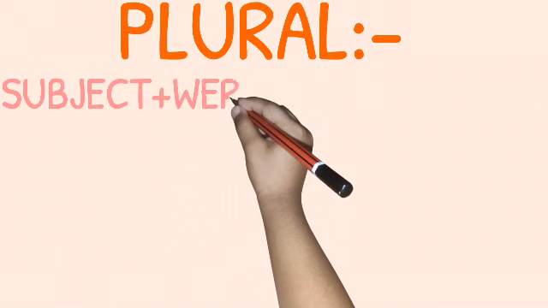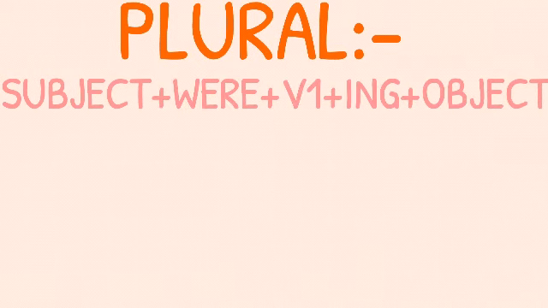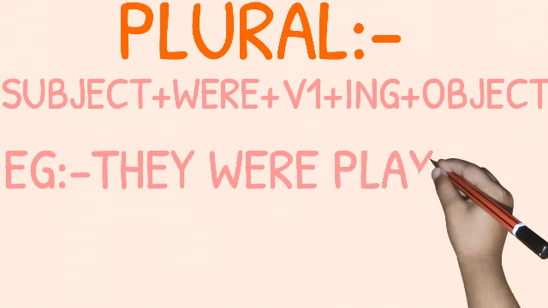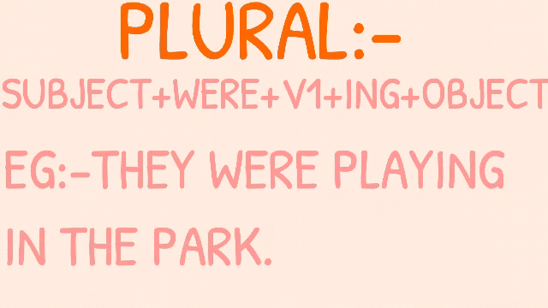Subject plus were plus V1 plus ing plus object. They were playing in the park. Not "they are playing," but "they were playing" in the past. It has no connection with the present or with the future, but has a connection with the past. So look carefully at what the sentence is saying to you, then act accordingly.